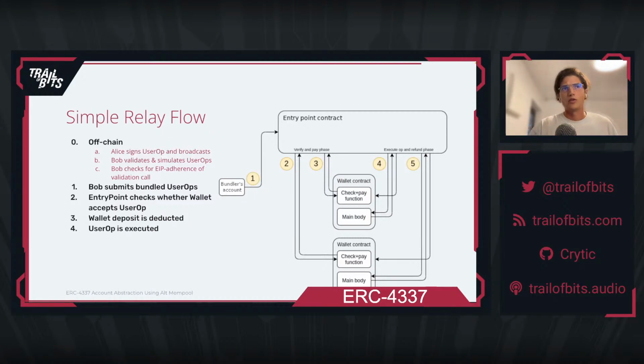In step 4, the user op is executed. And then in step 5, the bundler is reimbursed and the wallet is refunded for any unused gas. This all happens inside of the entry point contract again, inside of the deposit. If Alice wants to withdraw this deposit, she can at a later point.